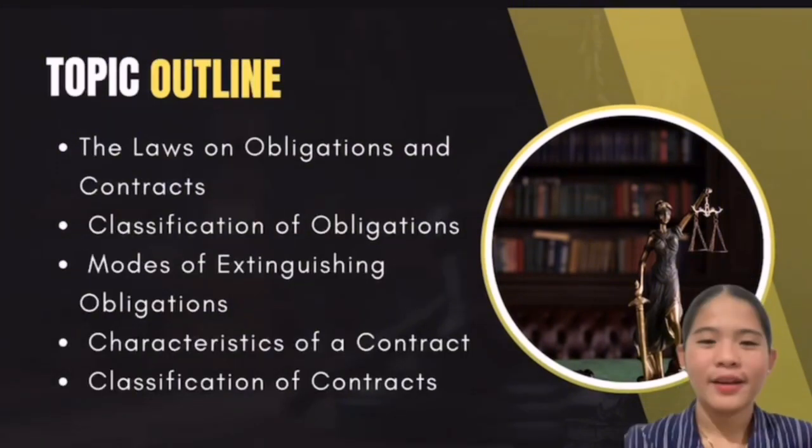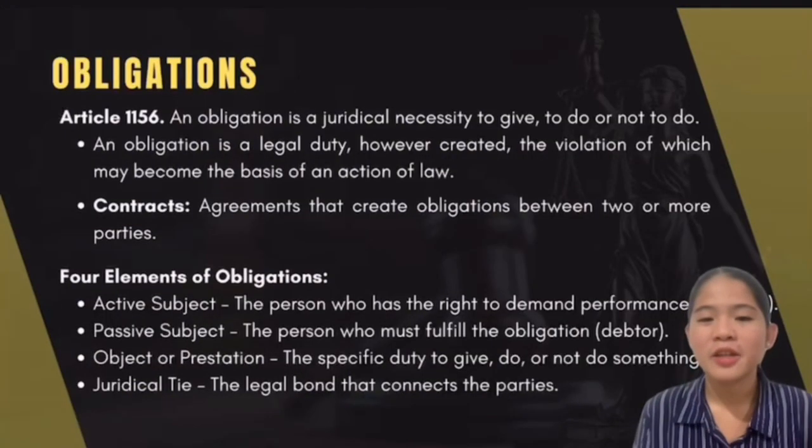Before I forget, here's the topic outline for this chapter. First, the laws on obligations and contracts. Second is the classification of obligations. Third is modes of extinguishing obligations. Fourth is characteristics of a contract. And lastly is the classification of contracts. So now let's get started.